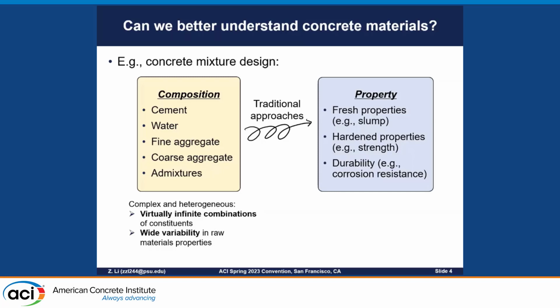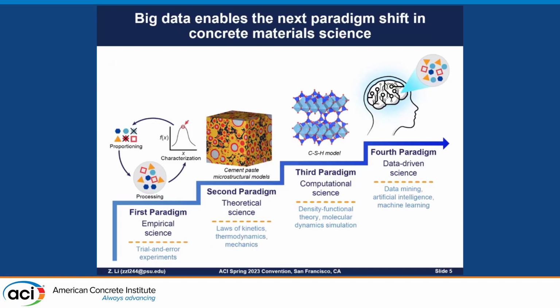So using traditional approaches to design concrete or link the composition of concrete to the property might be challenging. So can we better understand these materials and move towards a better design of concrete materials? And the answer is yes, we can use data-driven models. By using data-driven models, we can utilize the experimental data as well as the computational data accumulated over the past few decades to better understand and design these materials. And this could lead to the paradigm shift from empirical science, theoretical science, computational science towards data-driven science.